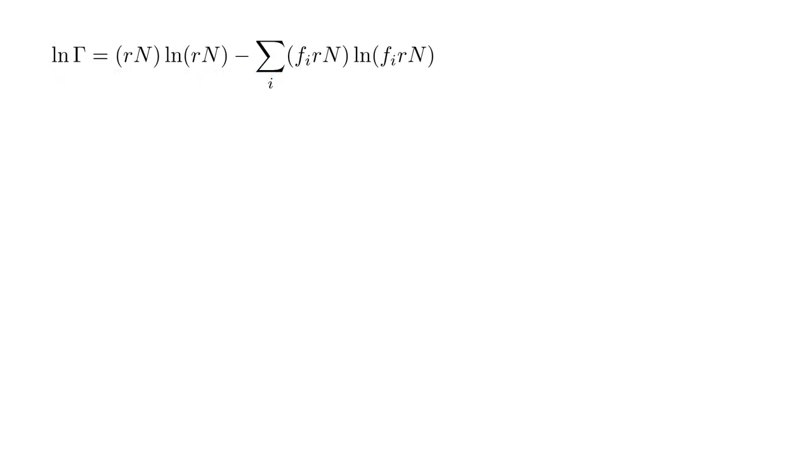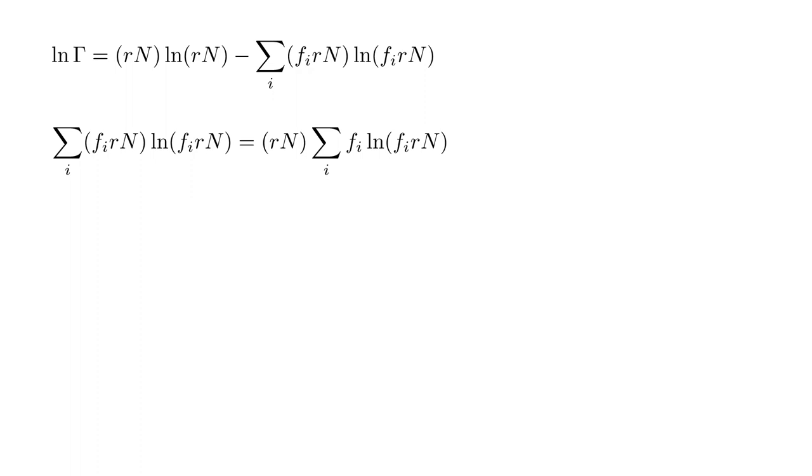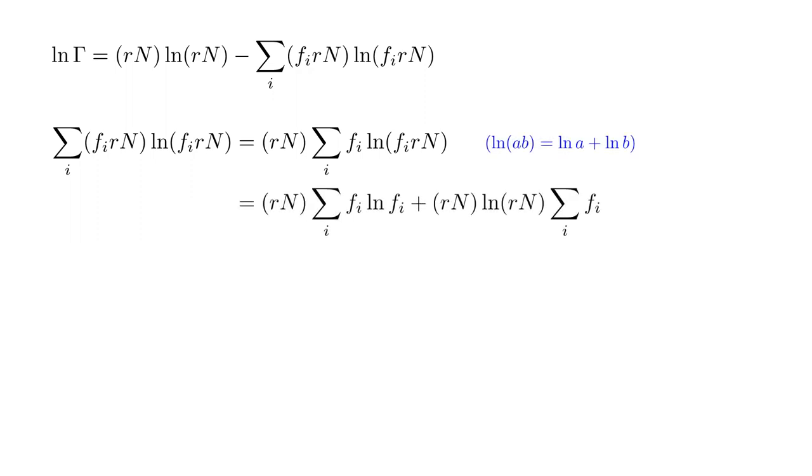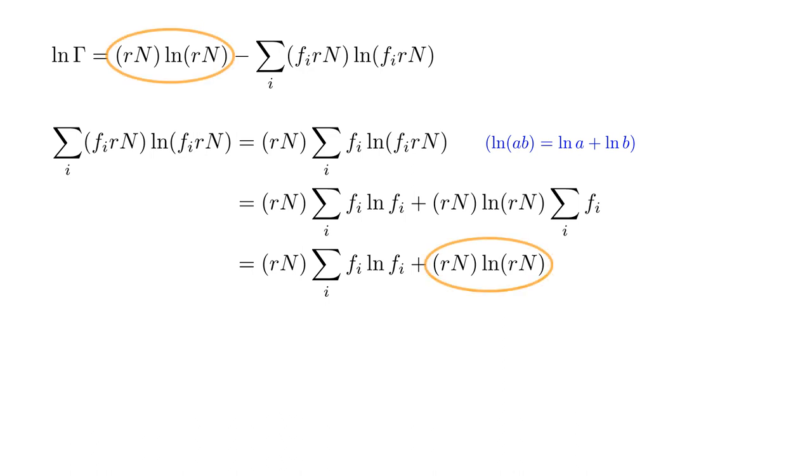Here's that expression again. Let's work on the sum. We can factor out Rn. The log can be written as log Fi plus log Rn. This breaks our sum into 2 terms, Rn times sum over i Fi log Fi plus Rn log Rn sum over i Fi. Again, the last sum is 1, so the second term is simply Rn log Rn. This last term cancels the first term in the top expression. Finally, we are left with log gamma equals minus Rn sum over i Fi log Fi.